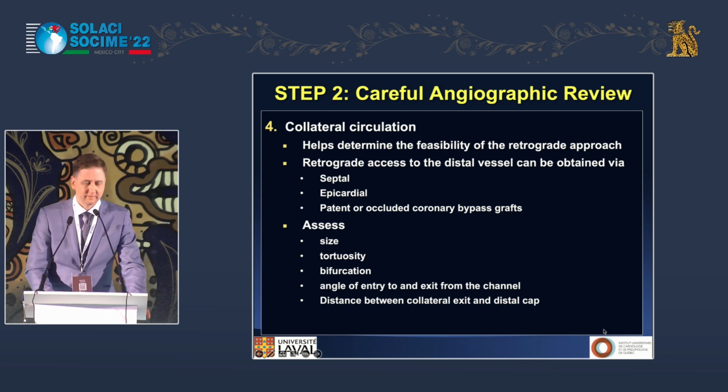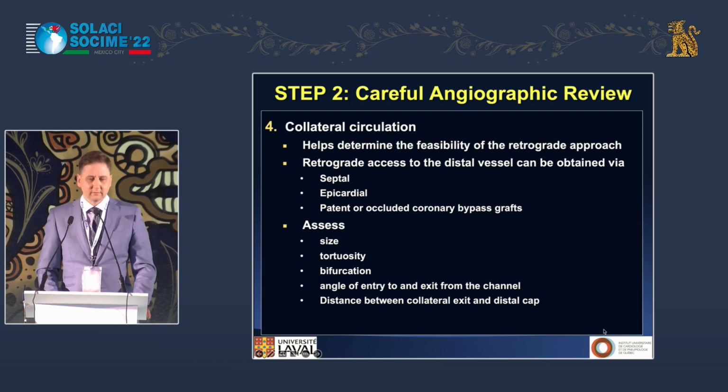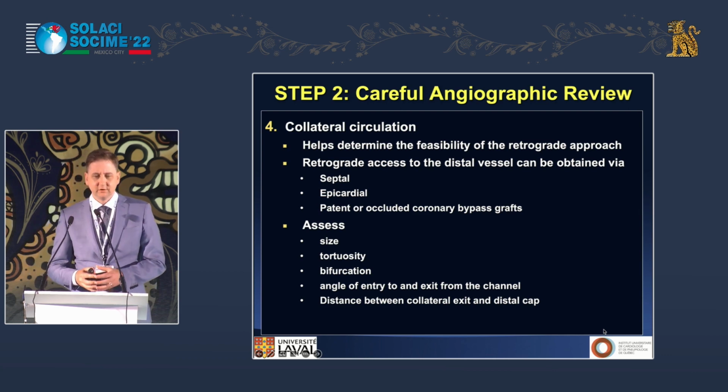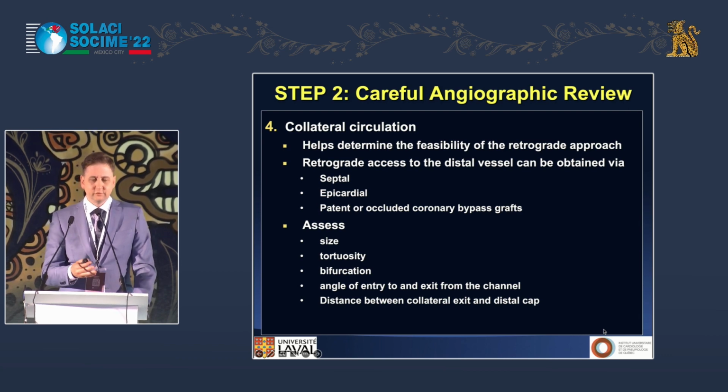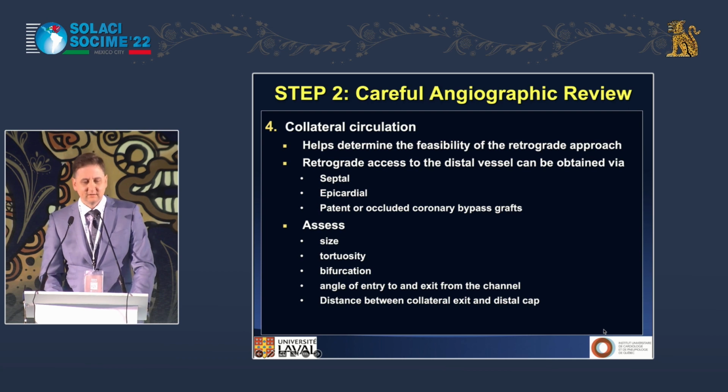Finally, the fourth characteristic is collateral circulation, which helps determine the feasibility of the retrograde option. For the retrograde axis, you can use the septal, the epicardial collaterals, and even patent or occluded coronary bypass grafts. When you look at the collateral circulation, you want to assess the size, the tortuosity, the presence of bifurcation, the angle of entry to and exit from the channel, and the distance between the collateral exit and the distal cap.